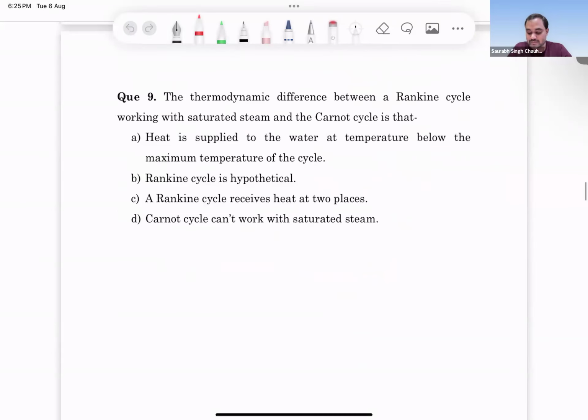Question number 9. Question number 9 says that the thermodynamic difference between a Rankine cycle working with saturated steam and the Carnot cycle is that, okay, option A, heat is supplied to the water at a temperature below the maximum temperature of the cycle. Okay. Part B says the Rankine cycle is hypothetical. Rankine cycle receives heat at two places. Carnot cycle cannot work with the saturated steam.